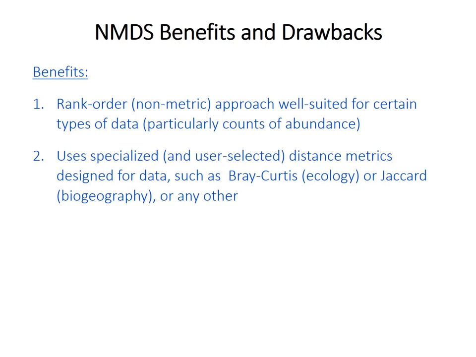There's also the ability to choose, again, a distance measure that's specifically designed for your data. So if you have counts of species, you might use Bray-Curtis dissimilarity. If you're dealing with presence, absence for species in different regions, like biogeography, you could use Jaccard coefficient or one of many, many others. We're not really going to get into distance measures beyond this, but there are a million of them, perhaps. So this ability is a big plus.